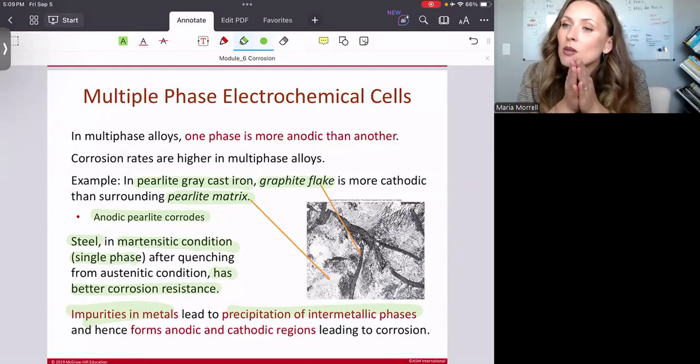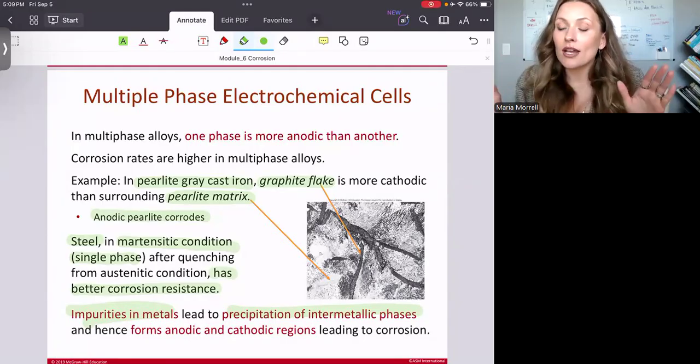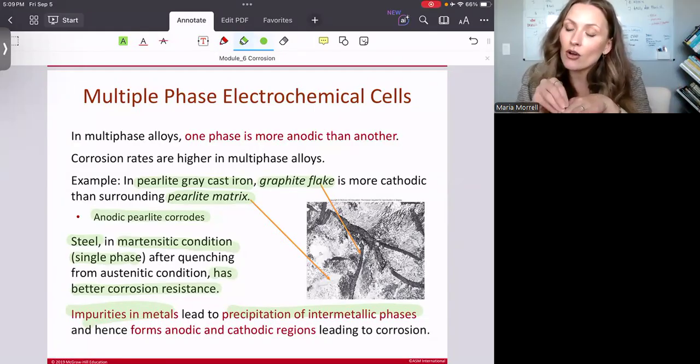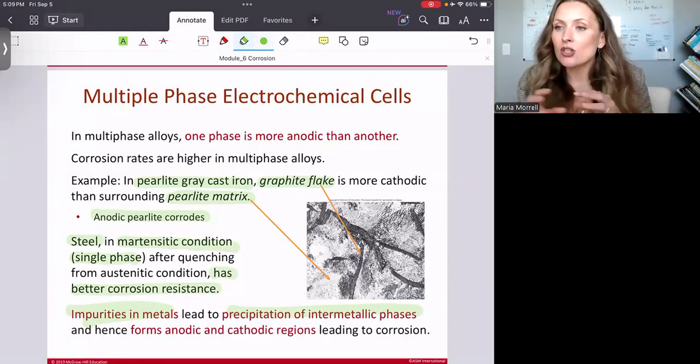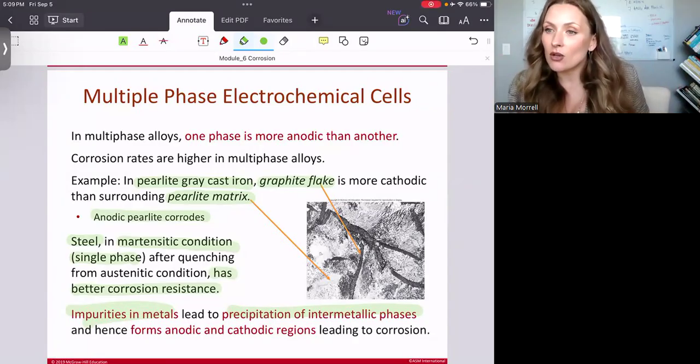Grain boundaries are typically more anodic than cathodic. Sometimes vice versa. If you have something leaking into the grain boundary, it can actually become more cathodic with respect to anodic. So just something to be aware of. But again, these two videos, they all come down to understanding the concept of the galvanic cell, whether microscopic or macroscopic.